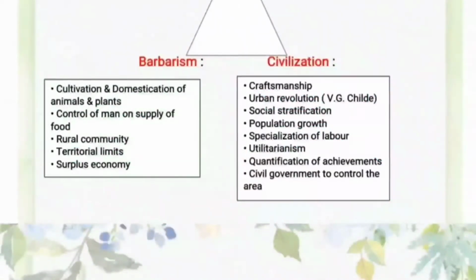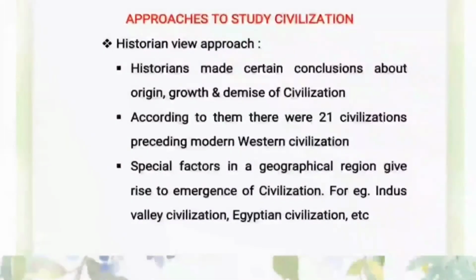Moving forward to the next approach of studying this civilization, that is the historian view. What historians have been saying. Various historians have made their conclusions about the origins, the growth and the demise of the civilization. For example, about the Harappan civilization, they say that the civilization arose near the Indus River, and it has grown with time, spread over to different areas, and its demise is due to flooding, drought and different other things.